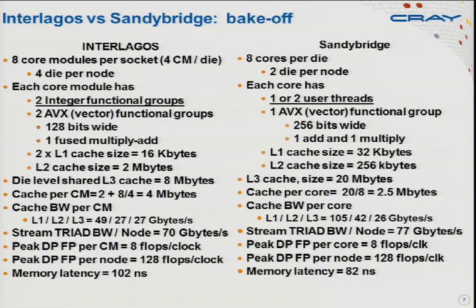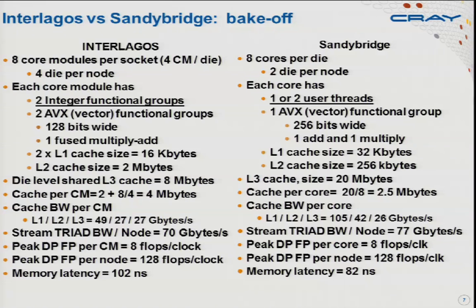On the Sandy Bridge, its cache per core is basically 20 divided by 8. And I don't add in the L2 cache because A, it's relatively small, and B, they're not exclusive. Whatever's in an L2 cache has to be in the L3 cache. So total cache per core is going down a little bit, but it's still a respectable 2.5 megabytes.